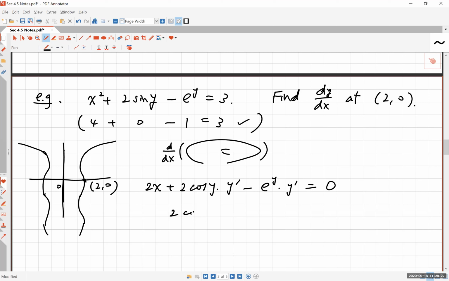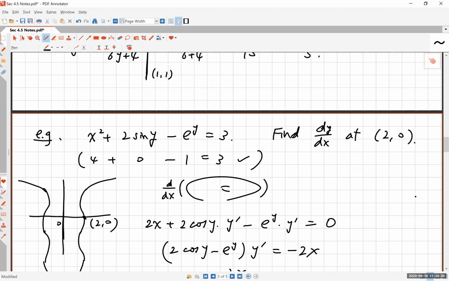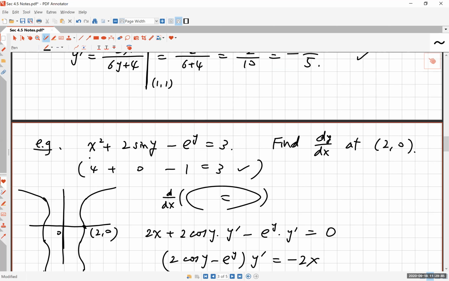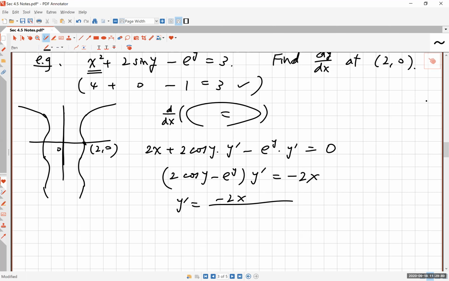All right, so (2 cosine y minus e to the y) y prime is equal to negative 2x. So the y prime is negative 2x all over. You probably notice here that the numerator, in fact, I'll just do this generally later, the numerator is always going to be the derivative with respect to x on the left-hand side, and then you have a negative sign of it. And then, so 2 cosine y minus e to the y, right?